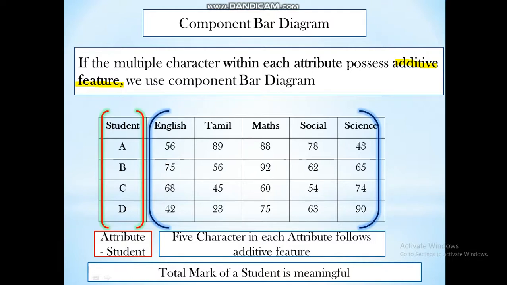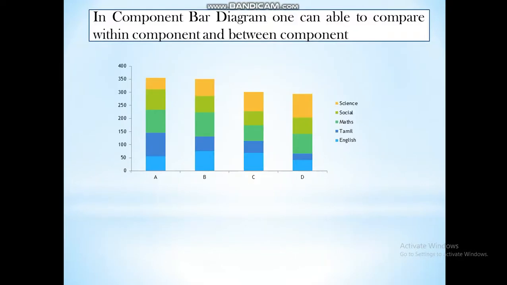That is, we can say there is a meaning. If you add English, Tamil, Maths, Social, Science, it has some meaning. The total mark of a student is meaningful. So for this case, we will go for the component bar diagram. See, like this. So this is student A.